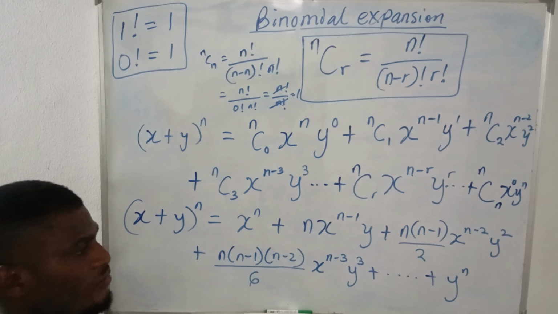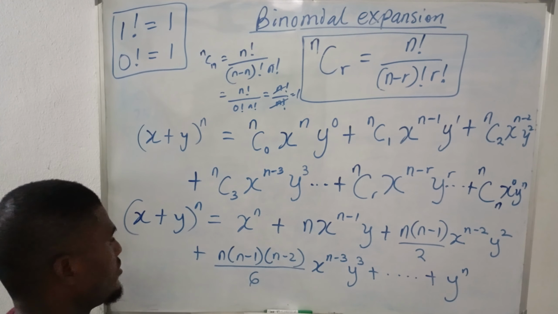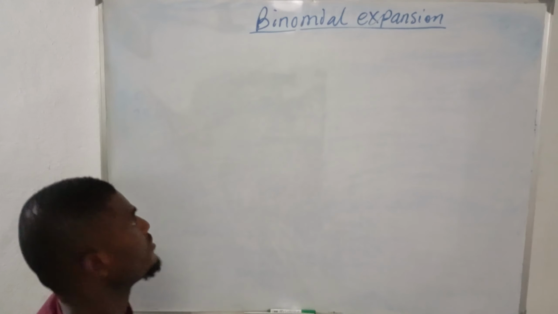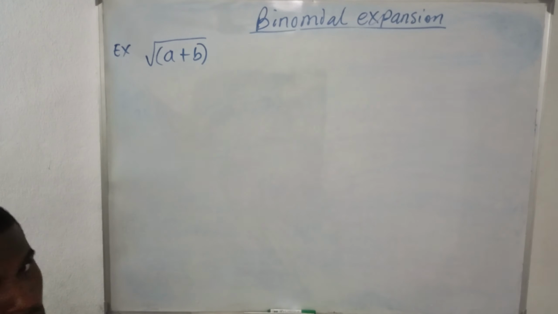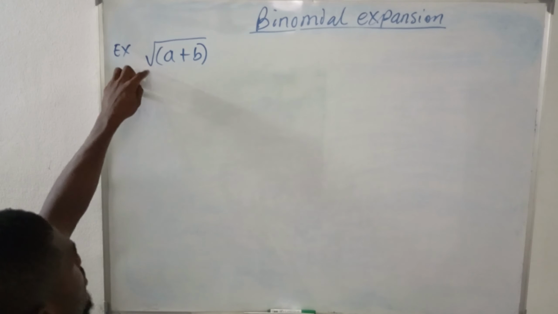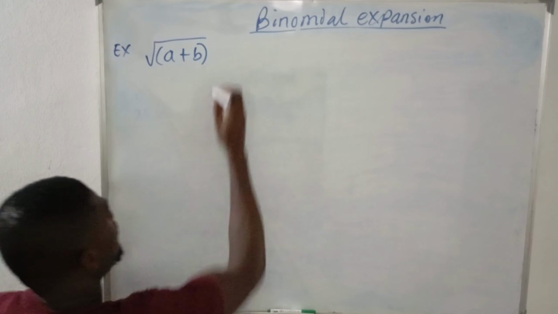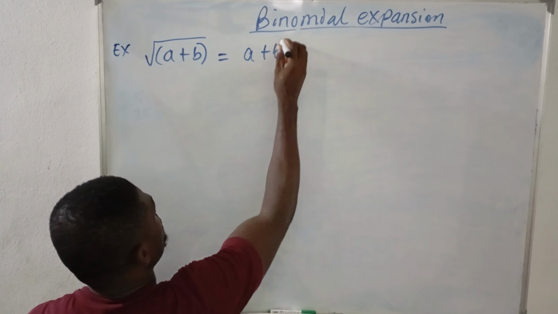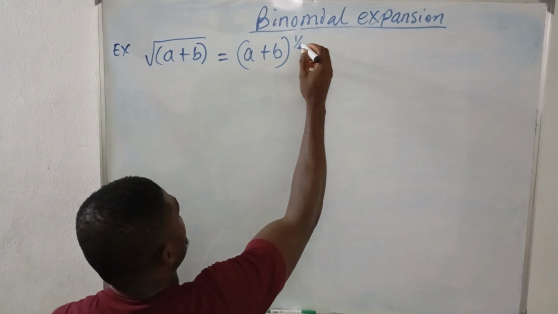How do you apply this formula? Let's say we have to expand the square root of a plus b. Now your question would be, what's the power there and what are we really expanding? When you have a square root like this, it can also be represented as a plus b, and the power there is 1 over 2.